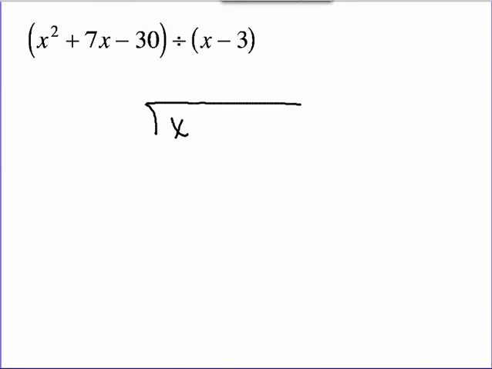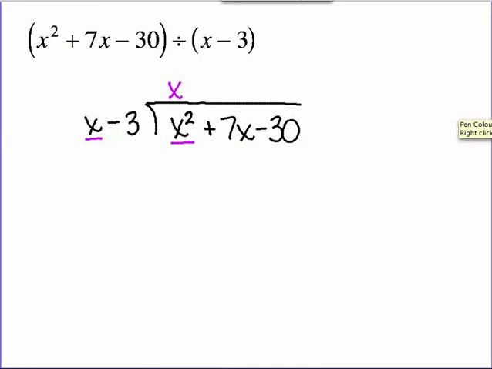So inside the division symbol, x squared plus 7x minus 30. Outside will be my x minus 3. First step, x times what gives me x squared? X. So now I'm going to take x times each of the terms. So x times x is x squared. X times negative 3 is negative 3x.